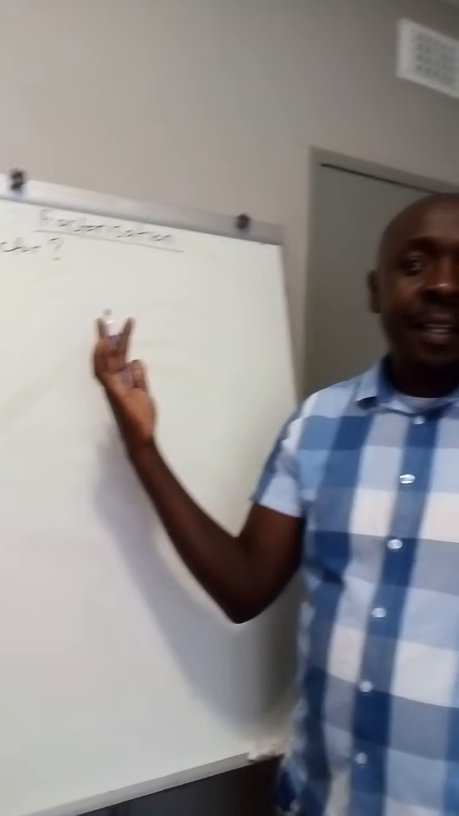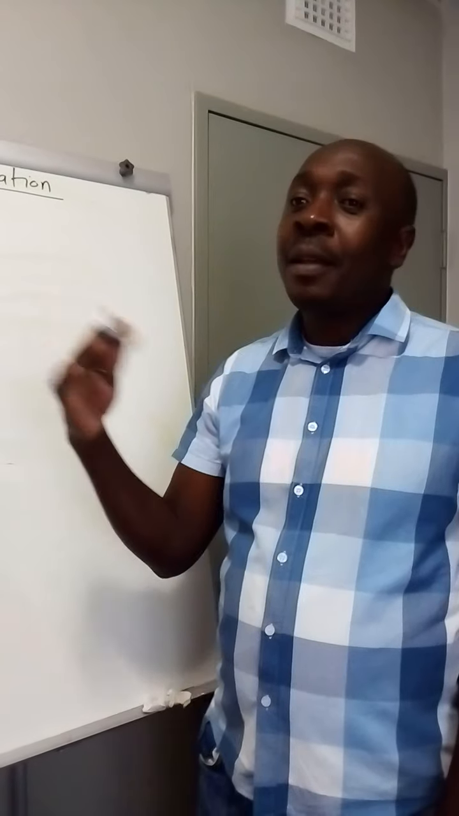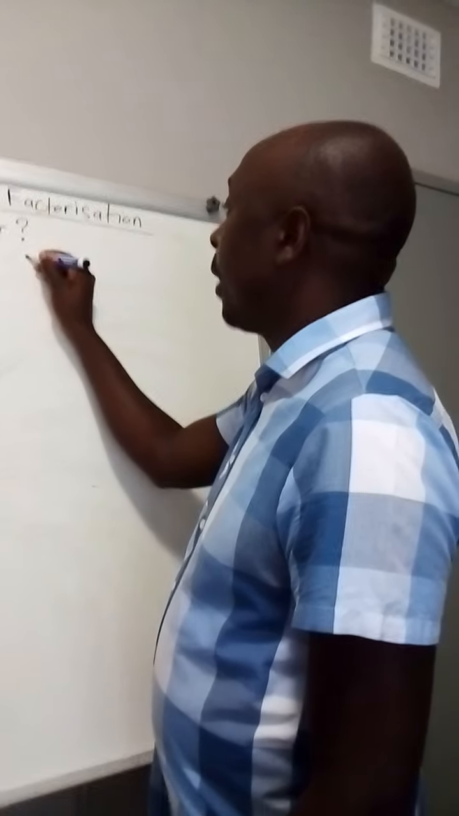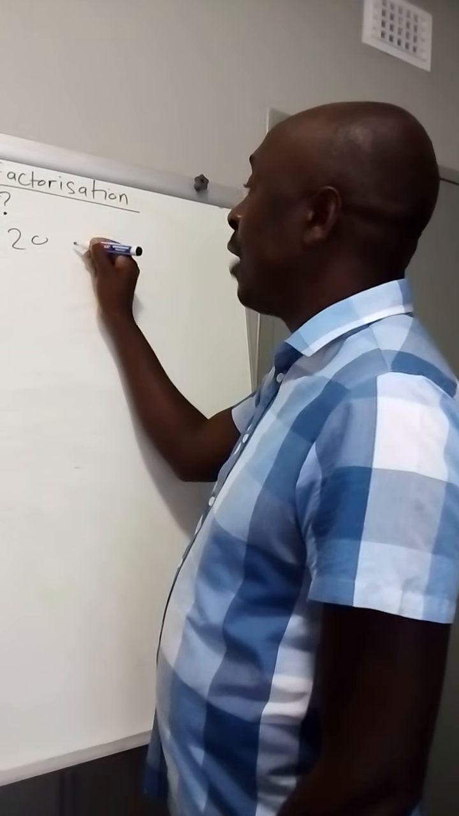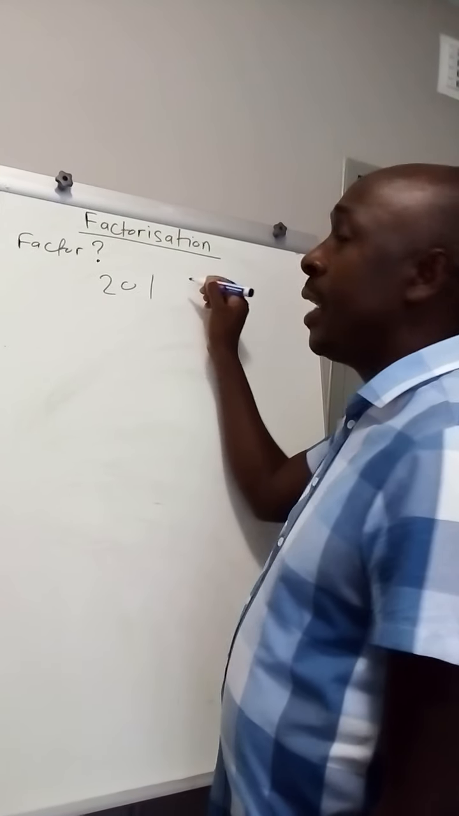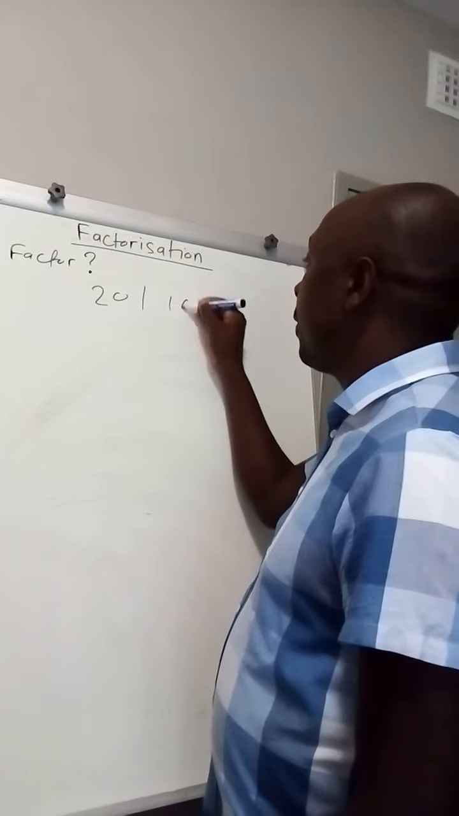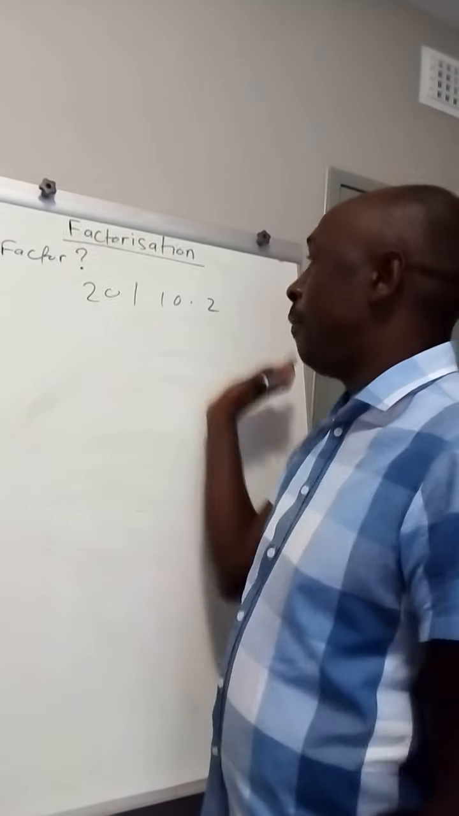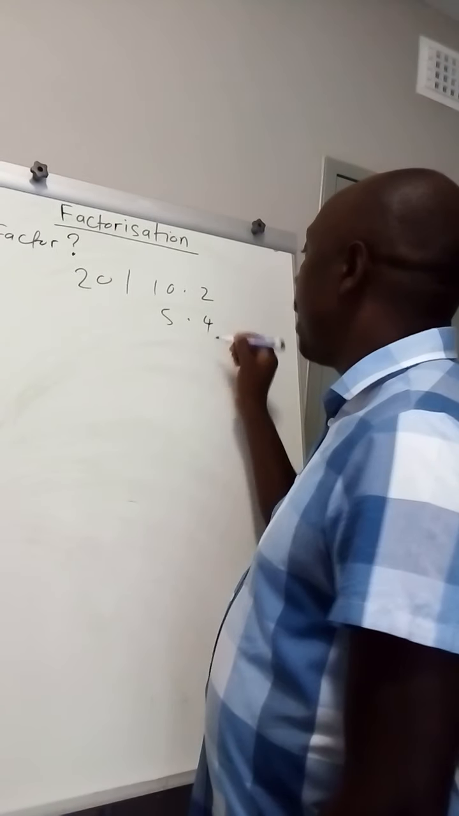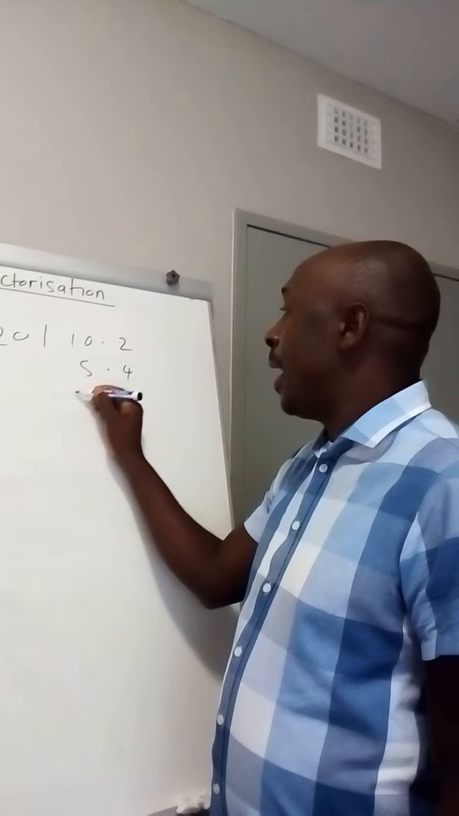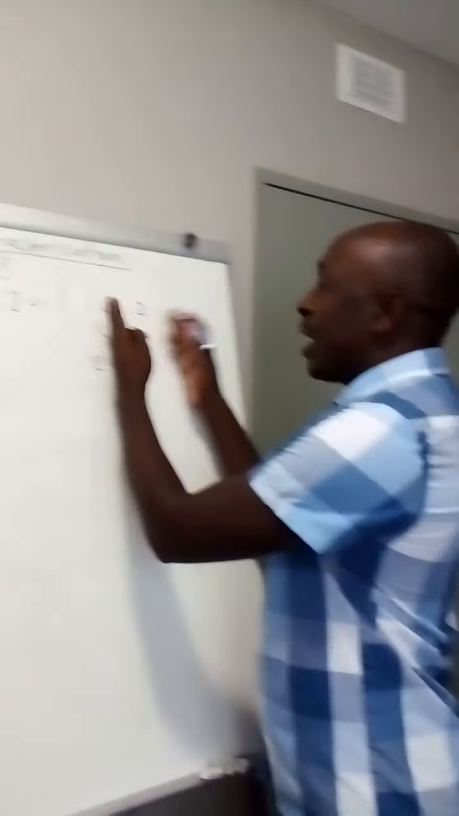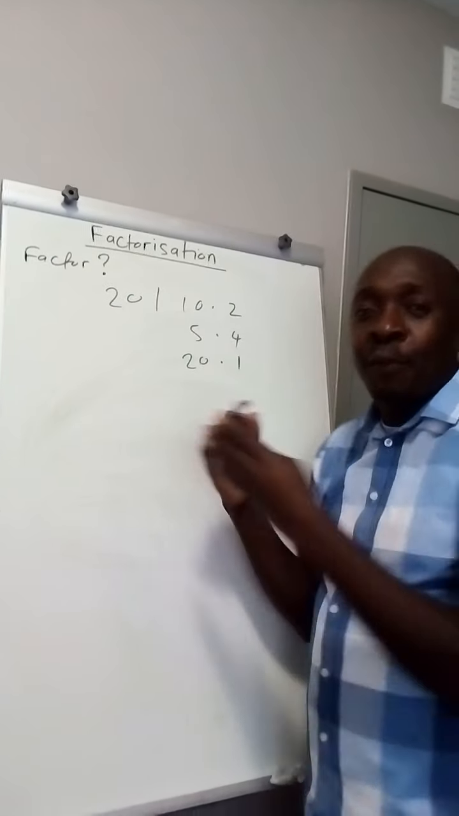What is a factor, in simple terms? These are numbers which you can multiply to get a number. For example, take 20. Which numbers can we multiply to get 20? We can have 10 and 2. These are factors. We can have 5 and 4. These are factors. We can have 20 itself and 1. So numbers which you can multiply to get a number are factors.